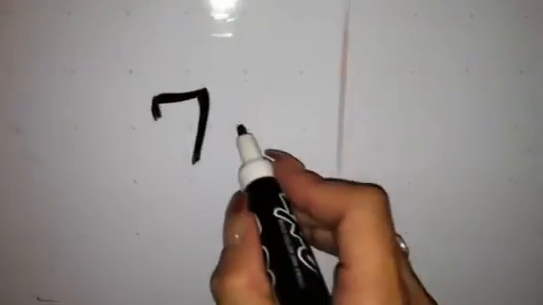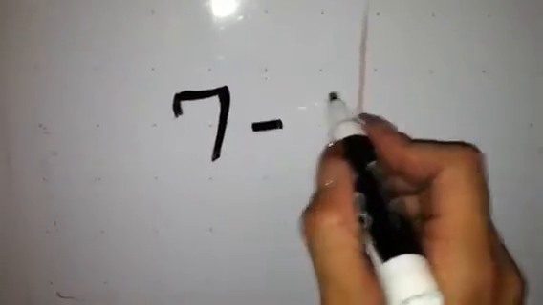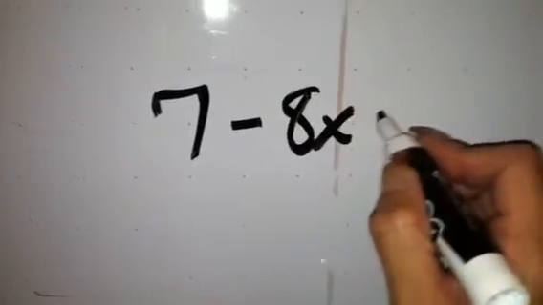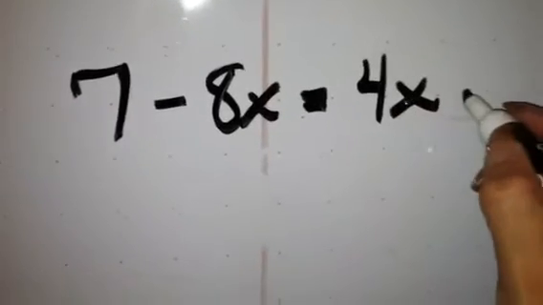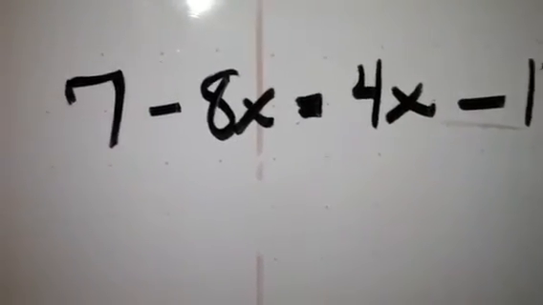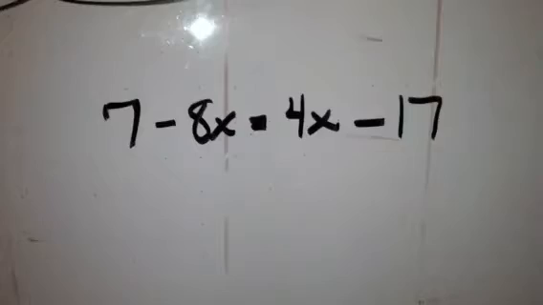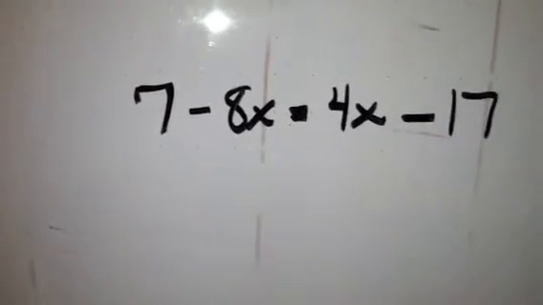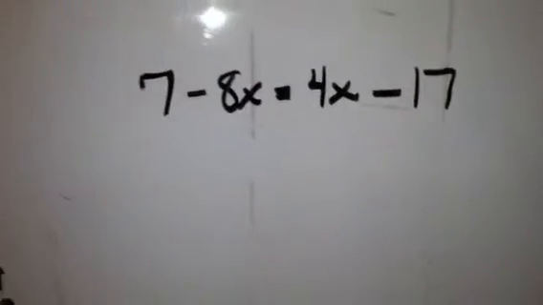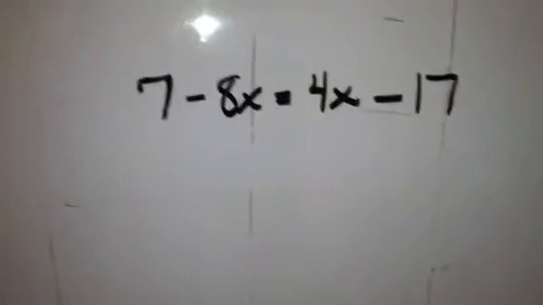What I'd like to do now is look at if we do have an equation such as minus 8x equals 4x minus 17, and we want to solve this. Notice that there's a variable on both sides of the equation, okay? And so we look over at our chart.